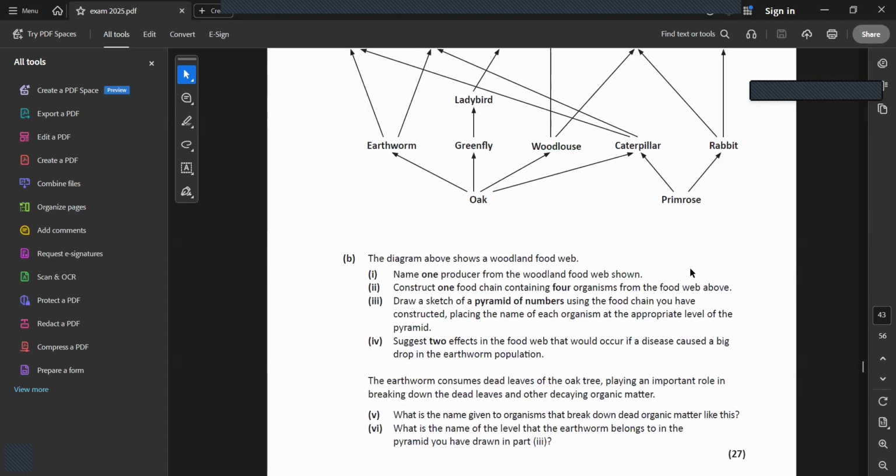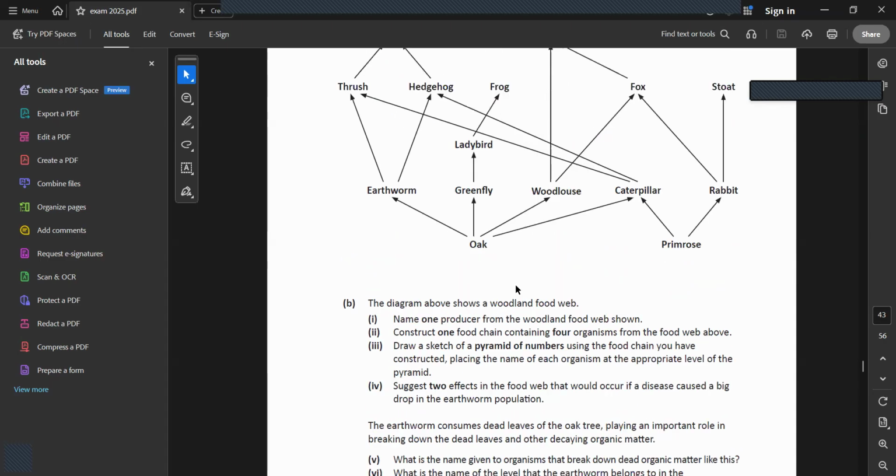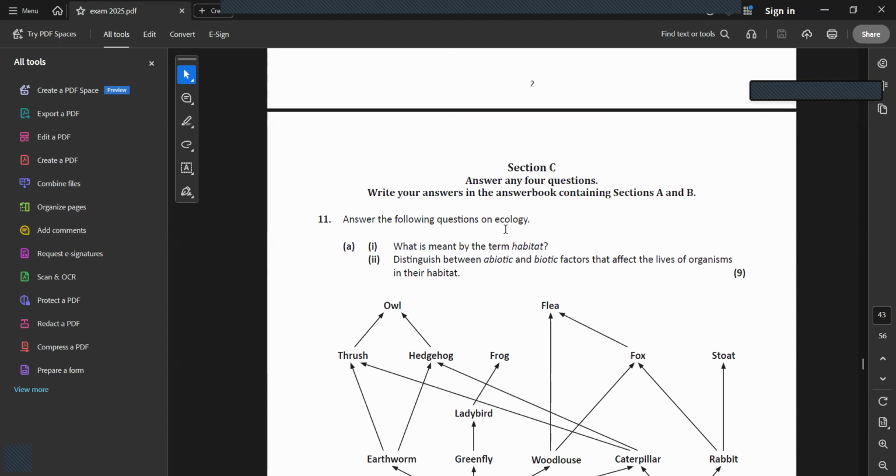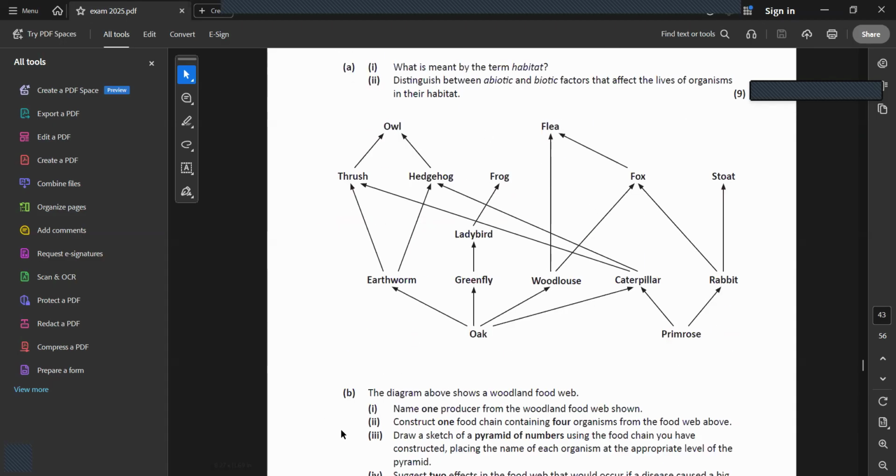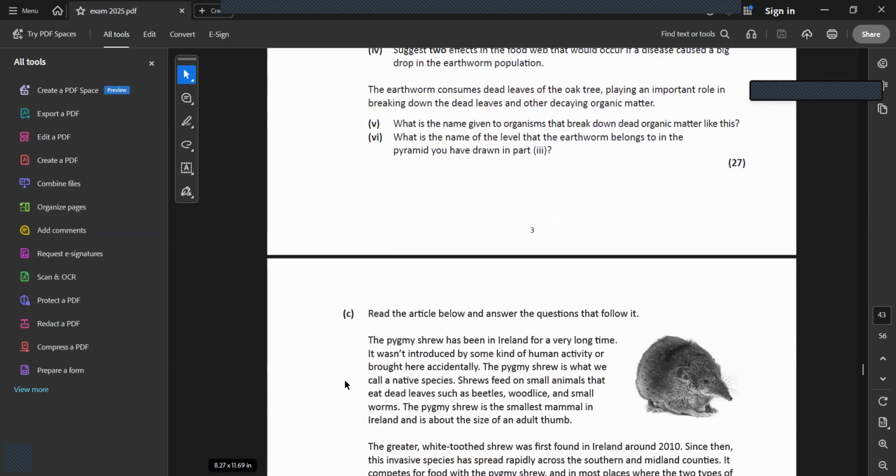Okay, so for example, in the diagram, name the producer, draw a sketch of the pyramid. So just 2 different ways. In this question, answer the following questions on ecology. They asked you to answer everything, so you have to answer A, B, and C.